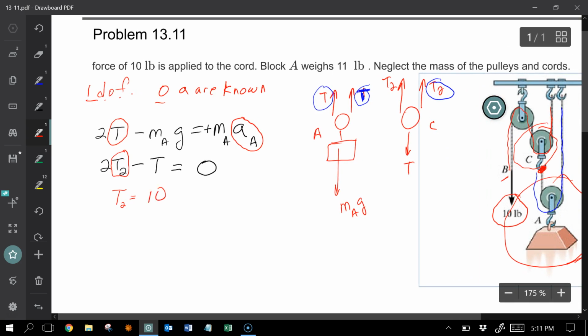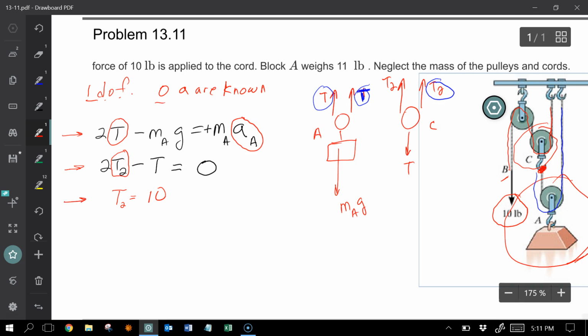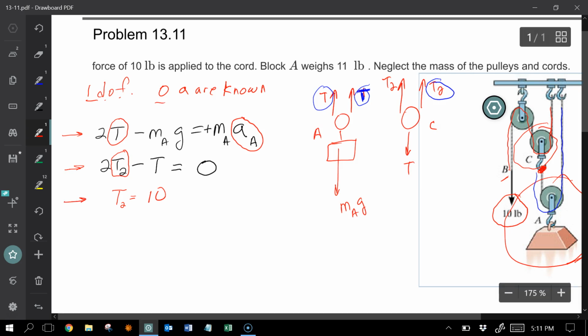So now, how many equations do you have? You have 3 equations, 1, 2, and 3. So what you can do is find the acceleration of this. It's not too hard. If T2 is 10, you can get T out of here. So this means that T is equal to a positive 2 times 10, which is 20. So the tension is 20. Right? So now you take that, put it into the top one, and 2 times T is 40.